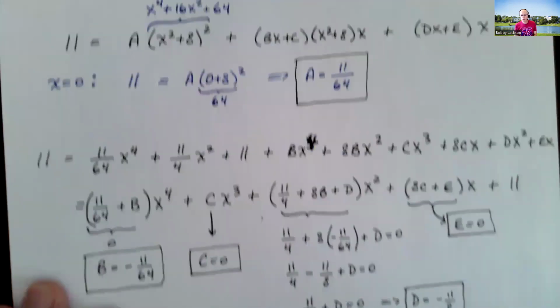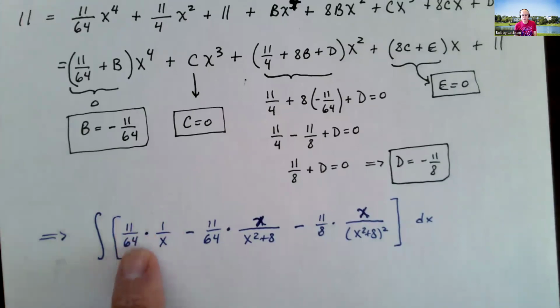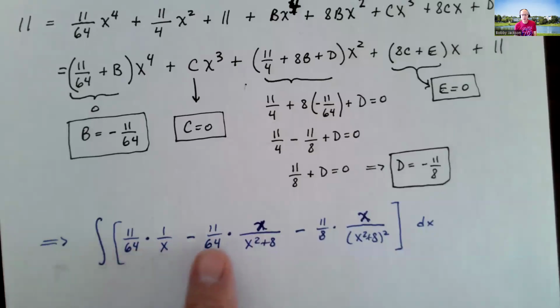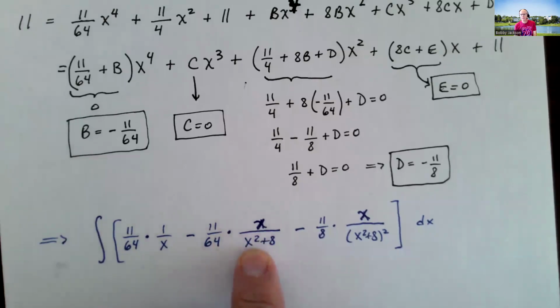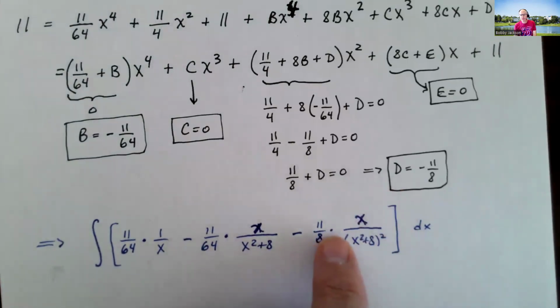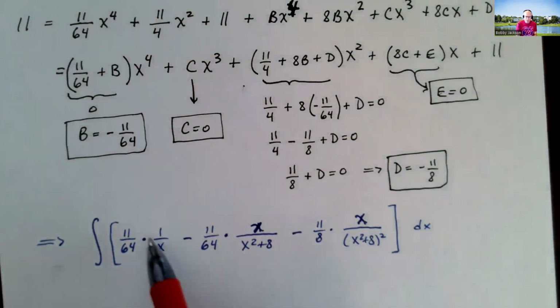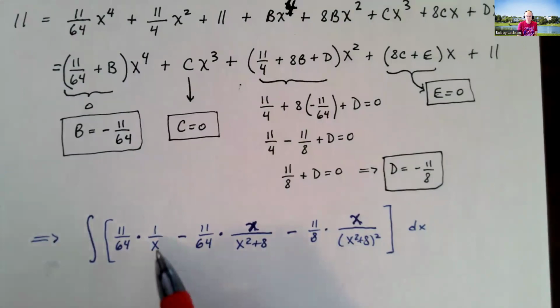So I'm going to rewrite that. I'm going to take 11/64 over x and pull that out in front as a constant multiple. So it's 11/64 times 1 over x. That's the A divided by x term. And then remember the B was negative 11/64 x over x squared plus 8. And then the D was negative 11/8 x over x squared plus 8 quantity squared. So I'm just pulling those constant multiples out. Now, hopefully you know how to find the antiderivative for this first term. Constant multiple, the antiderivative of 1 over x is the natural log of the absolute value of x.